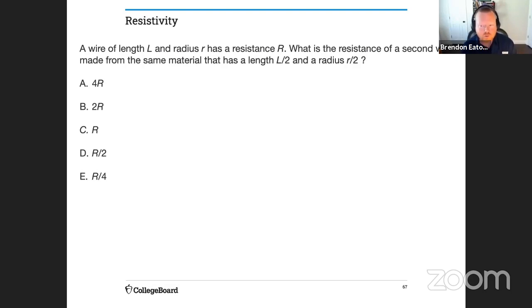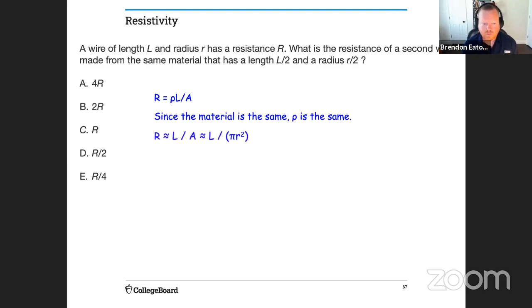So you've got 5 choices here, and I'm just going to dive into the resistivity equation. I know that R is equal to rho L over A, and since the materials are the same, the resistivity is the same. That's intrinsic to the material itself. So really, I can take rho out of the equation because I'm only looking for a proportion here. So resistance is essentially L over A in this case, which we talked about earlier. The cross-sectional area of a wire is going to be pi r squared.